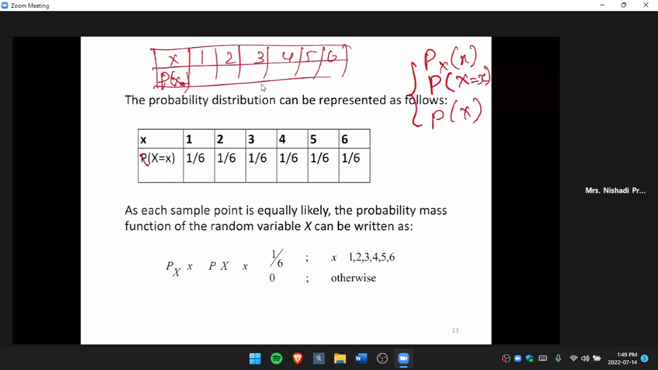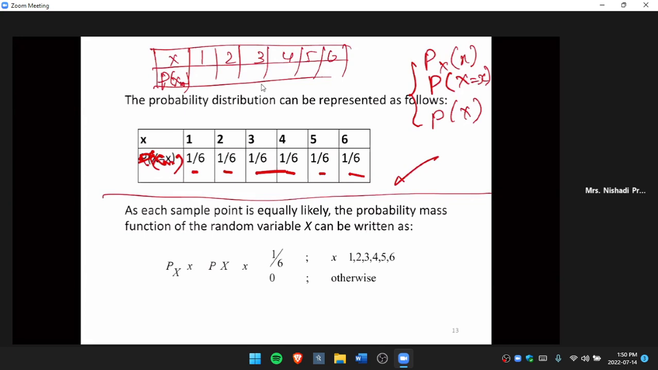Now, the probability function for x equals each value is 1 over 6, 1 over 6, 1 over 6, 1 over 6, 1 over 6, 1 over 6. That means it has equal probabilities. So if you are asked to find the probability distribution of the random variable x for this kind of experiment, you can give this table. That is correct.